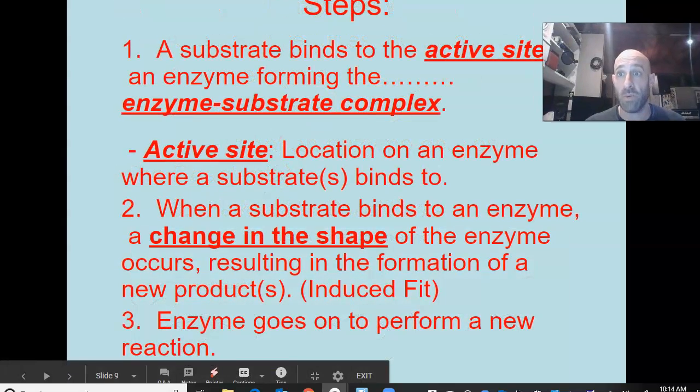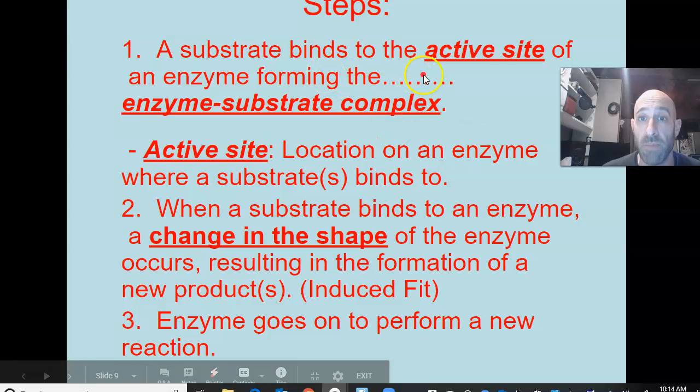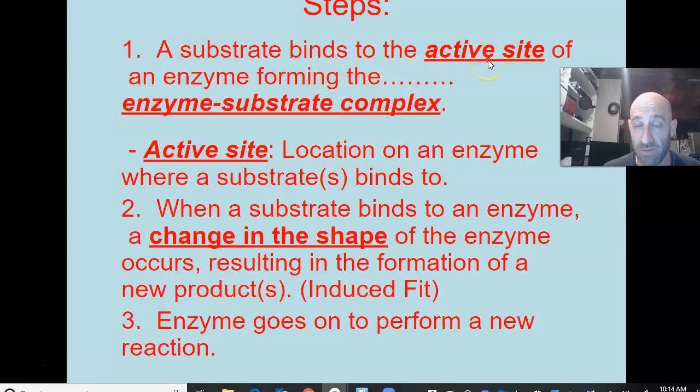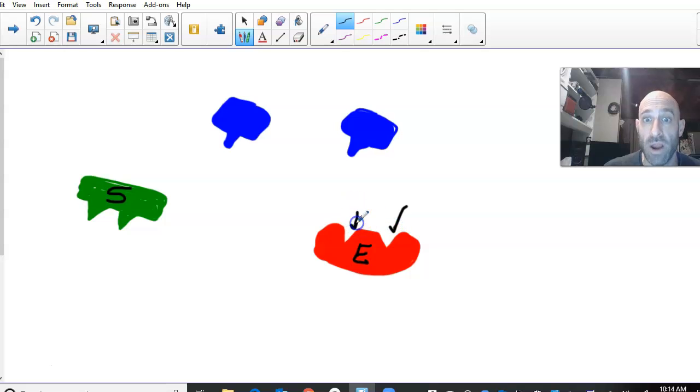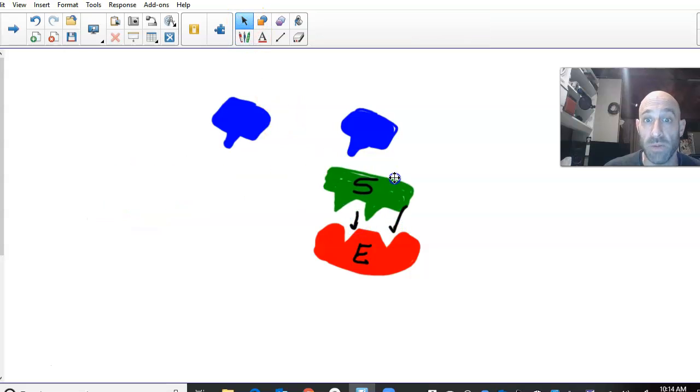So essentially what ends up happening is the substrate bonds to what is called the active site of the enzyme. So what is the active site? That is the place on the enzyme where the substrate attaches. So if I go back to my little diagram here, what is the active site? The active site is going to be right here. That is the active site, because that is where this enzyme is going to be able to attach.